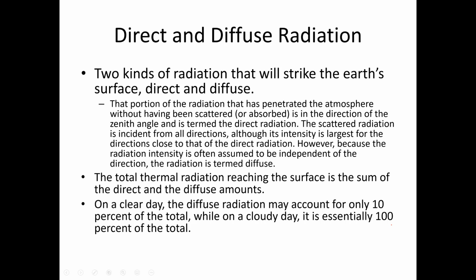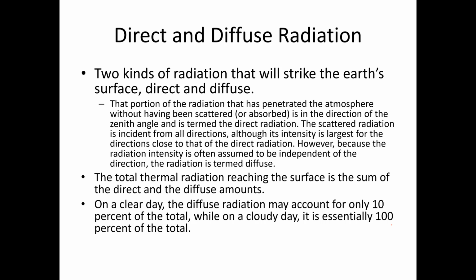Okay, picking up where we left off, let's go ahead and look at direct and diffuse radiation. As mentioned at the end of the prior video, when the sun has come through the atmosphere, there are basically two kinds of radiation that will strike a surface, right? The two are direct and diffuse.